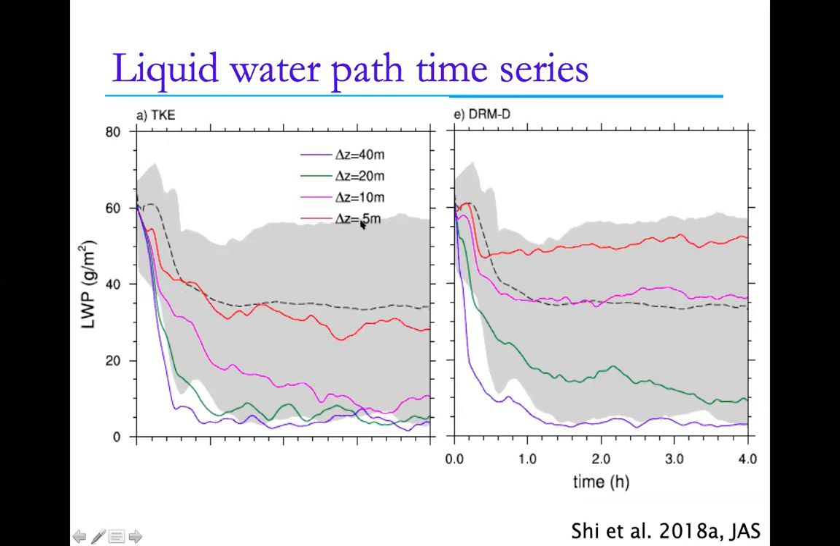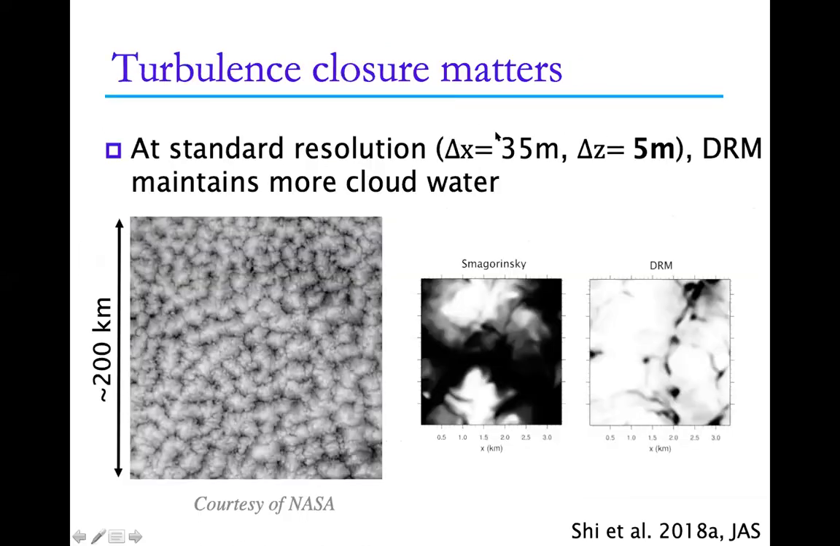And these are at different vertical resolutions. And you can see overall, the DRM is able to predict more cloud water compared to the TKE model at coarser resolutions. So at this sort of standard resolution that was set up in the Stevens et al. paper, we have the DRM showing more cloud water.